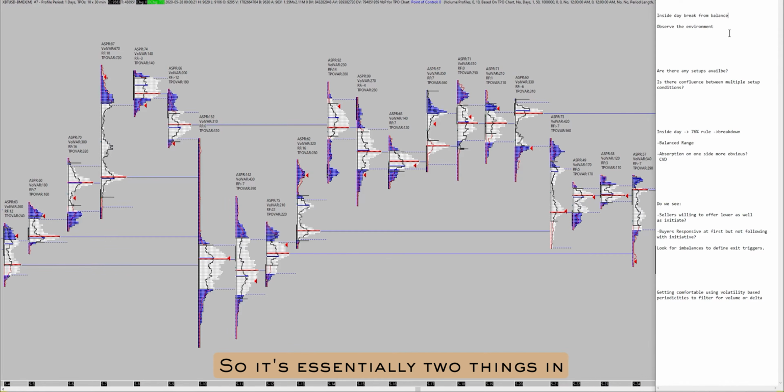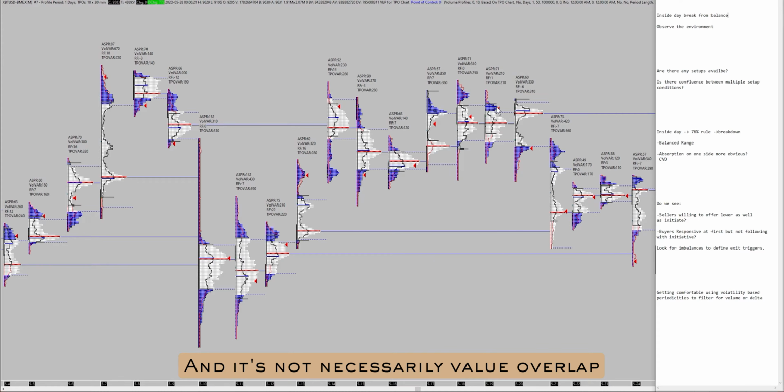So it's essentially two things in one. Okay, and you can have these separately, but this is going to be the strongest case for this opportunity. So where we have an inside day, so we're looking at one day where the following day is completely inside the other day, and we have mostly or almost all value overlap, okay, where we have a value area that is completely inside of the previous value area.